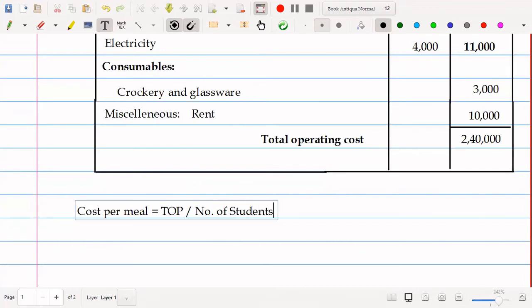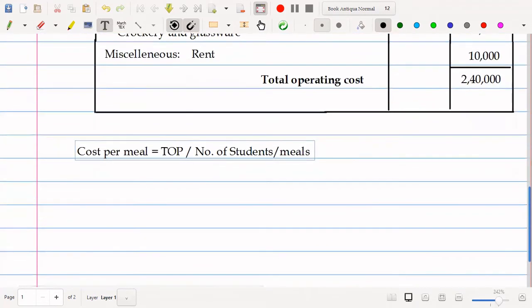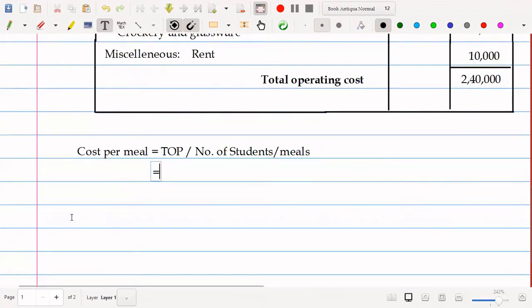Number of students. So now we require one more working note here, that is how many meals are being provided, students or meals we can take. So how many meals are being provided or how many students have taken the meals. So for this working note, we'll leave it here incomplete. For this, we have working note here, calculation of total meals.